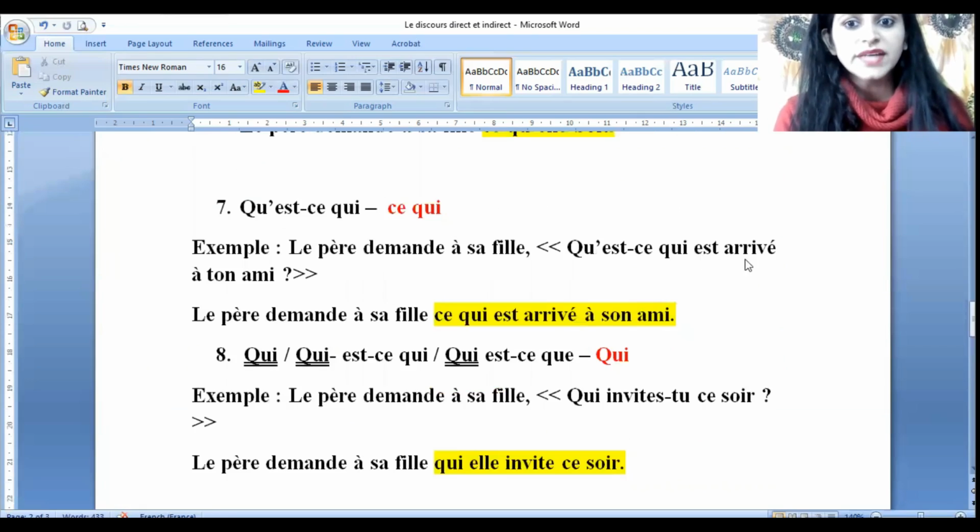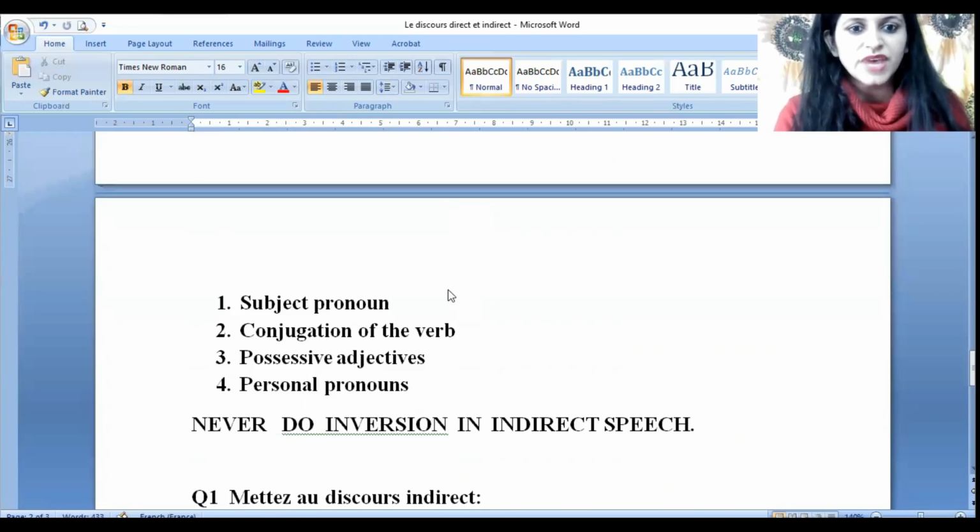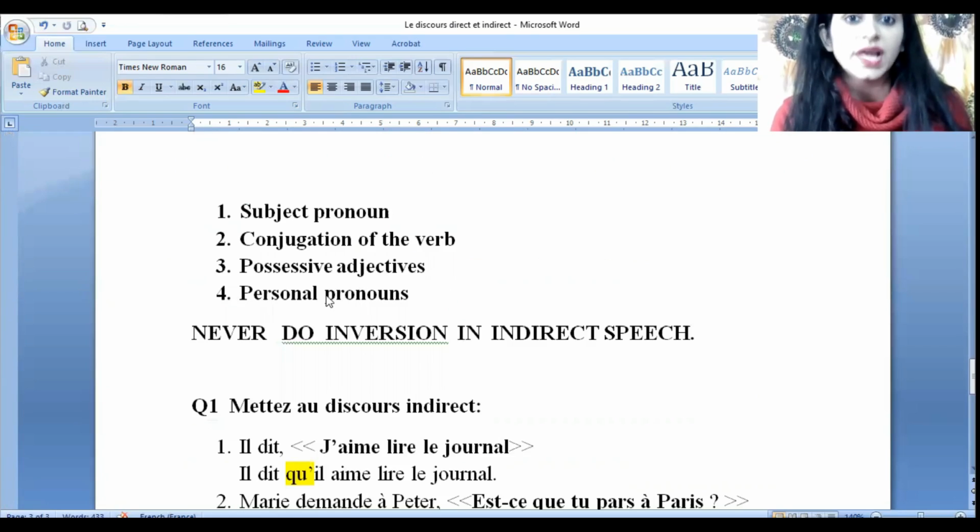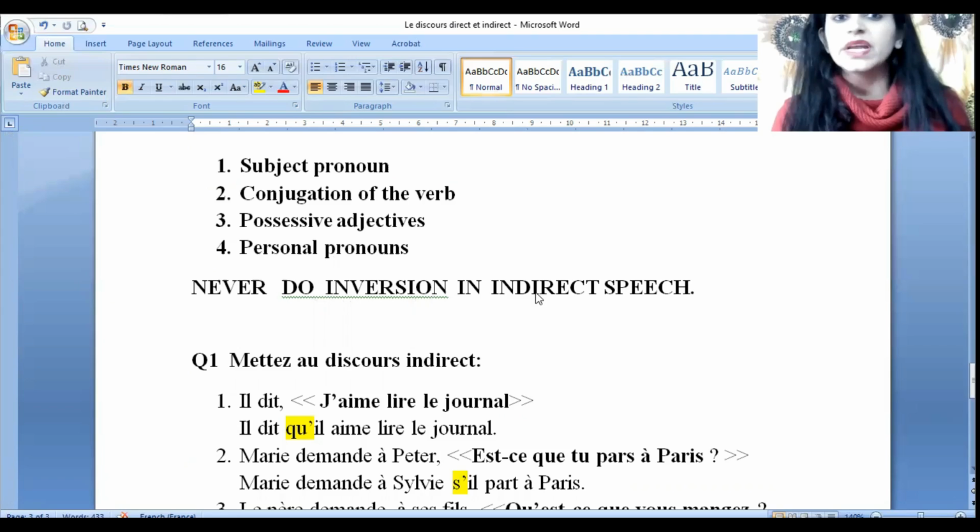You have seen, in the 7th one, qu'est-ce qui est arrivé à ton ami, when we ask directly, ton ami. But when we are changing it, it becomes son ami. So adjective possessive can change. And also pronoun personnel. Personal pronouns can also change depending upon the sentences. And never do inversion in indirect speech. Never do inversion in indirect speech. So the rules from direct to indirect and indirect to direct are same. These are the only rules that you need to keep in mind. That will help you to get the question right.